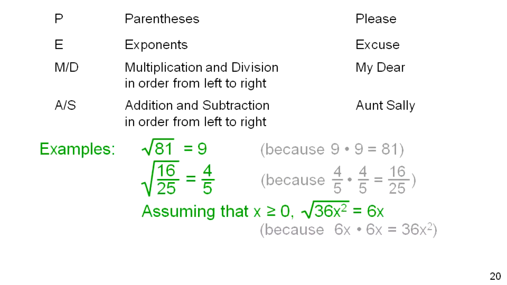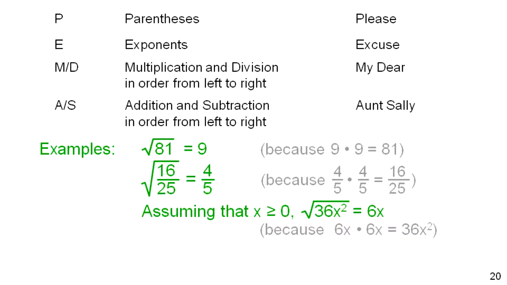Now, let's look at a common misunderstanding about square roots. A square root symbol tells you to ask yourself what multiplied by itself equals this number or expression. This means that the square root of 81 is equal to 9, because 9 multiplied by itself is equal to 81. As another example, the square root of 16 over 25 is equal to 4 over 5, because 4 over 5 multiplied by itself is equal to 16 over 25.